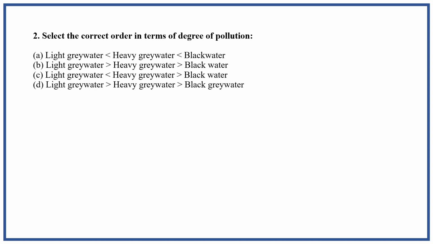What is the correct order in terms of degree of pollution? So we have light gray water, heavy gray water, and black water. Okay, so which one will be the correct answer?